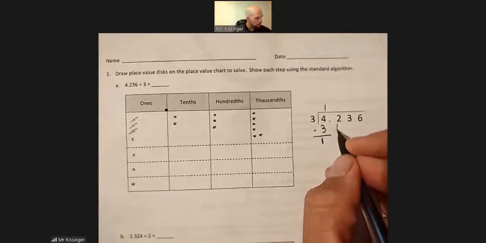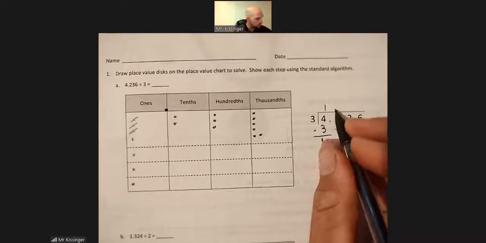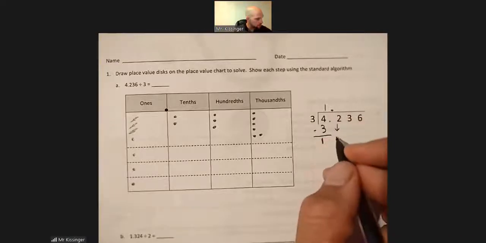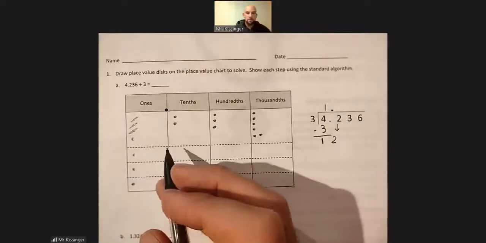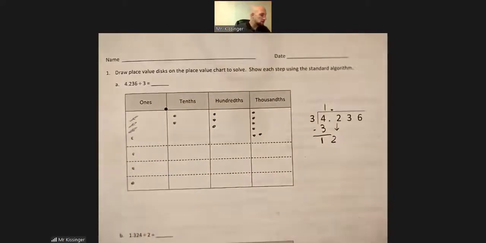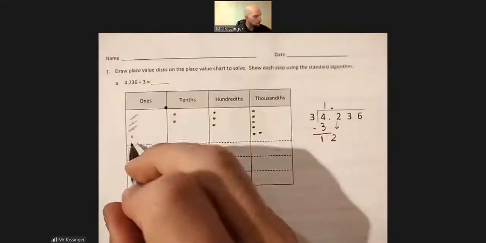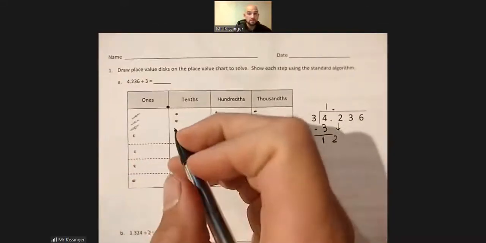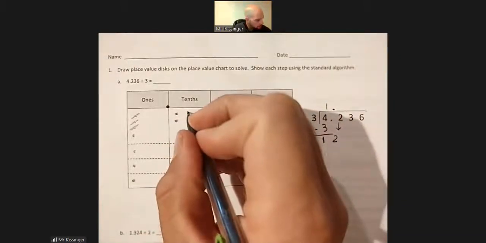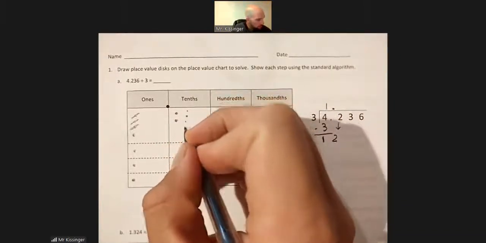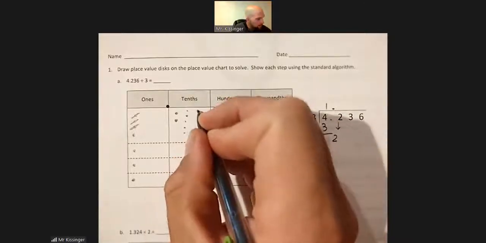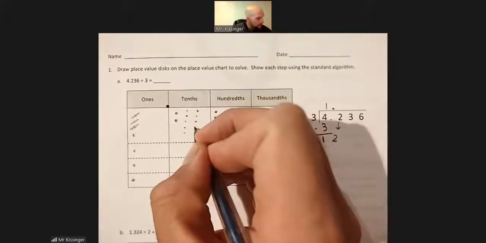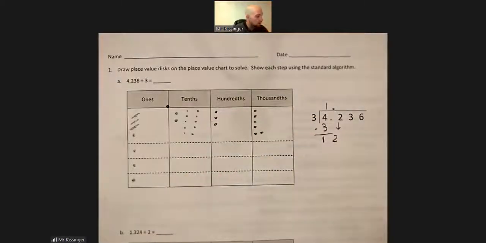Now we bring down our tenths place. We should have put our decimal here. And I'm going to move back over to the place value chart here. Our 1 that we have left over could also be seen as 10 tenths. So we're going to make 10 more tenths here. 1, 2, 3, 4, 5, 6, 7, 8, 9, 10. So now we have 12 tenths altogether.